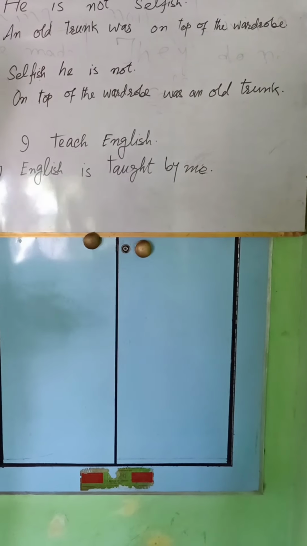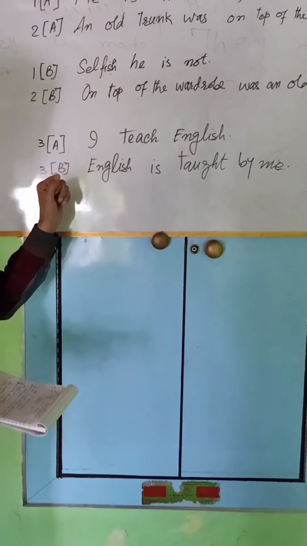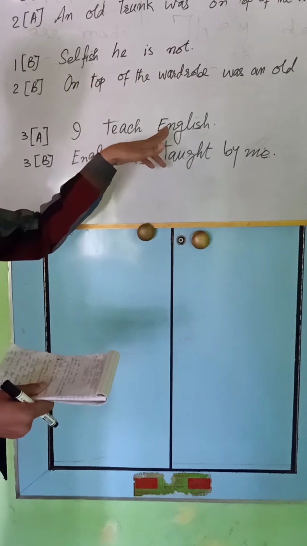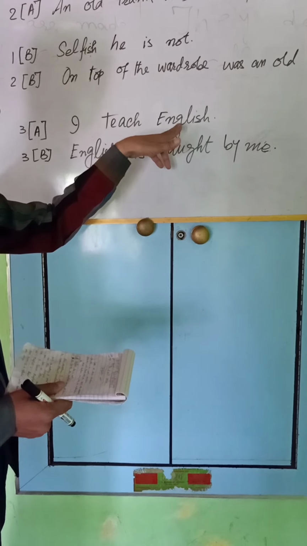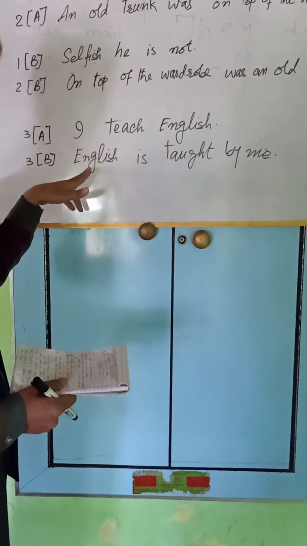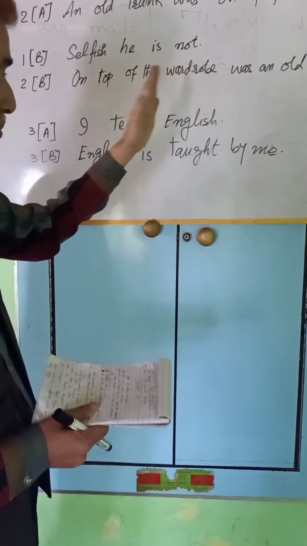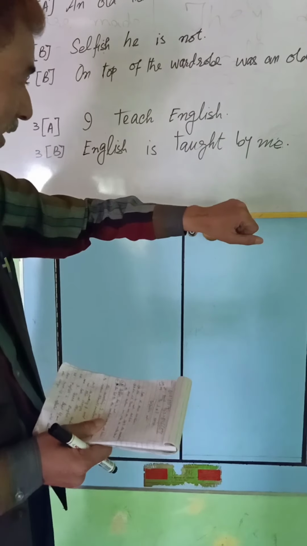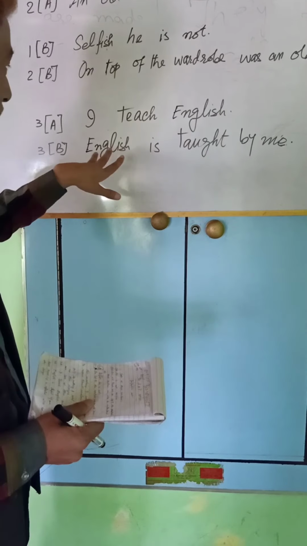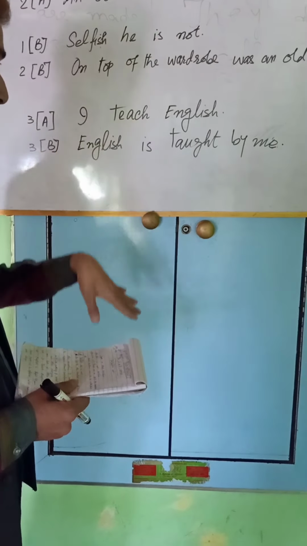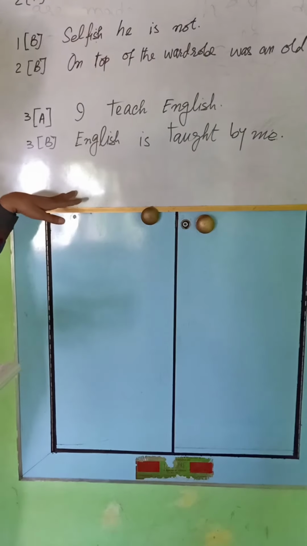Now look at these sentences. I teach English. English is taught by me. Here the word order changed. English, the object in the first sentence, becomes subject in the second sentence, whereas I, the subject in the first sentence, becomes object in the second sentence. And with this word order, some other changes have also been effected. Today we will see what these changes are and how they are effected.